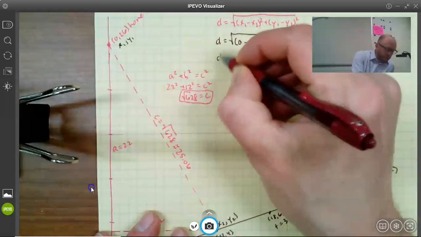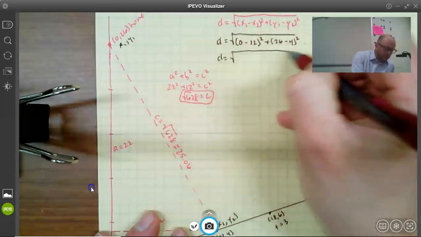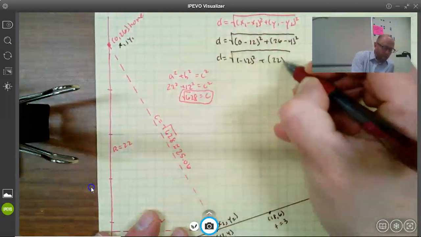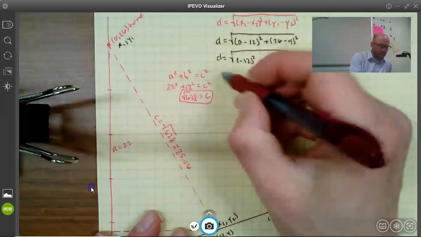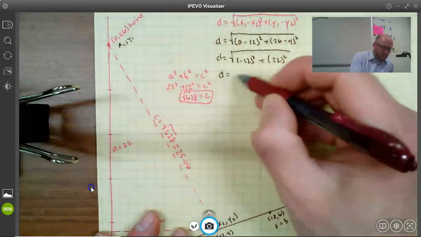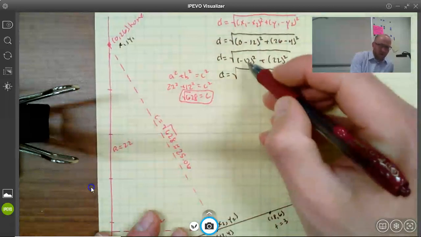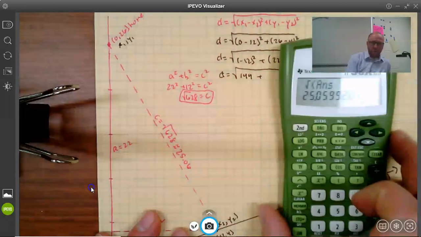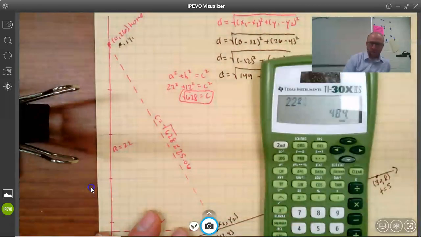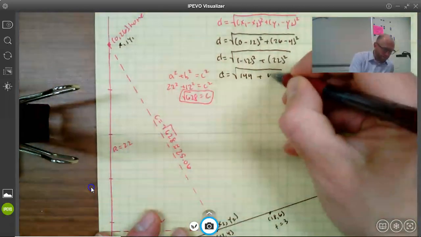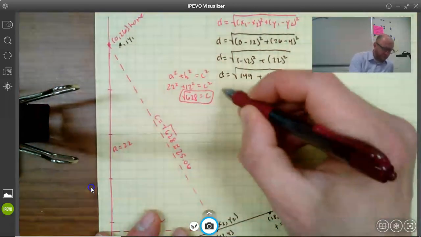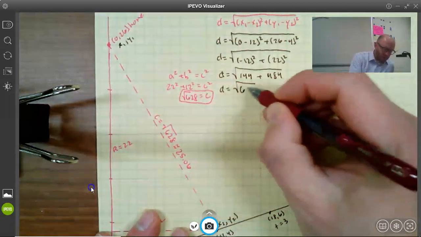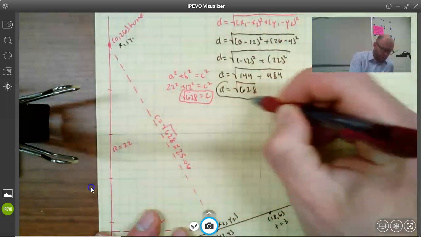So then we get d equals square root of negative 12 squared plus 22 squared, and from here, d equals the square root of 144, and whatever 22 squared is, 484. And so d equals the square root of 144 plus 484, which is 628. So we get the same answer either way.